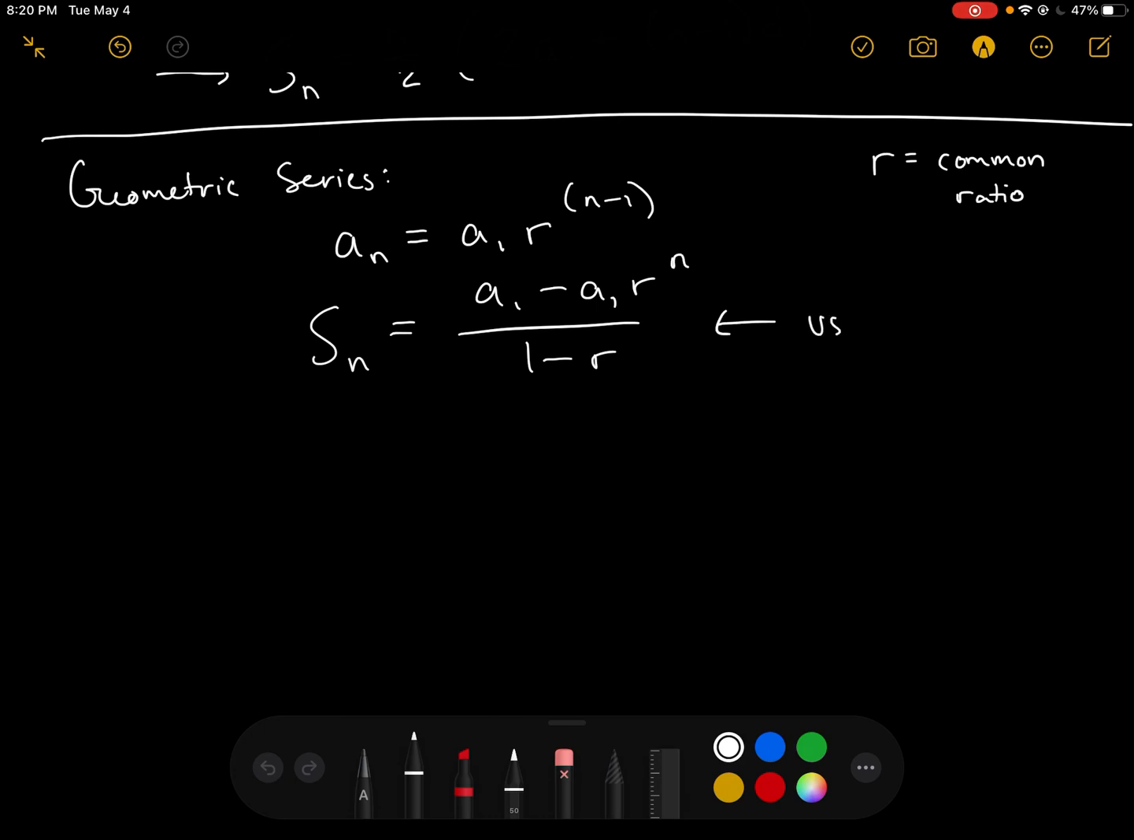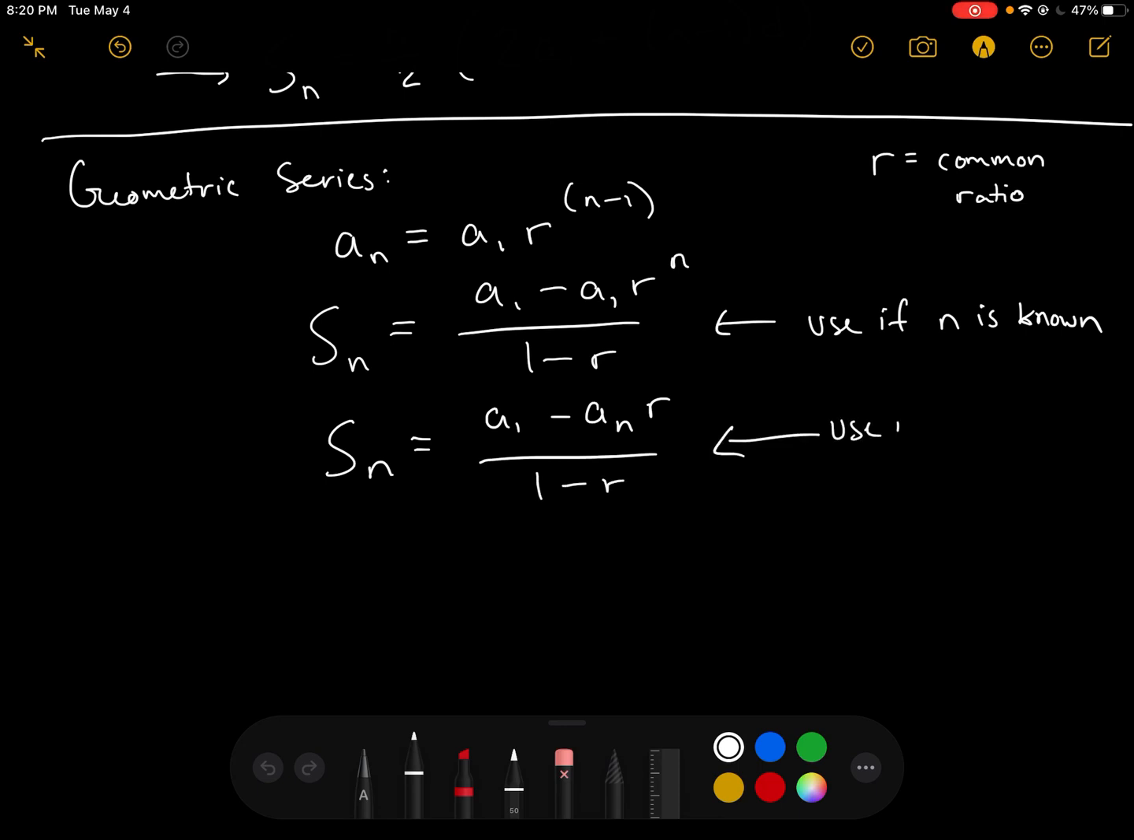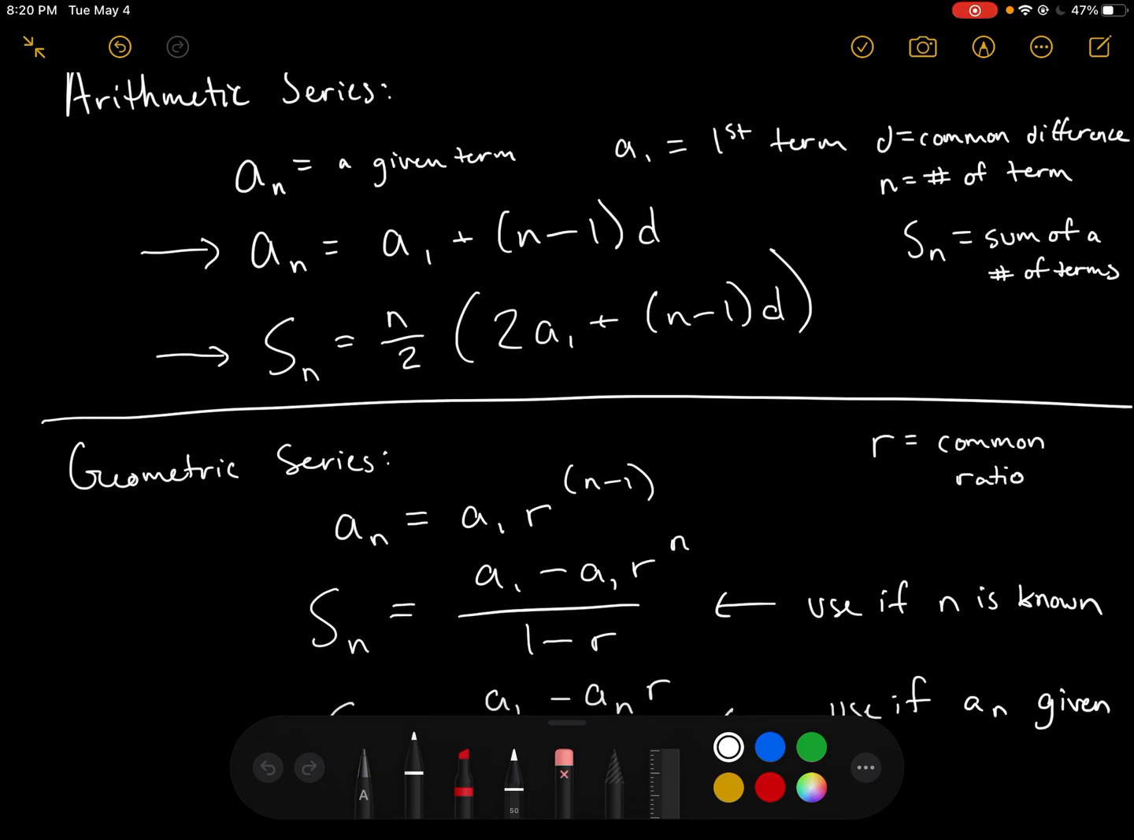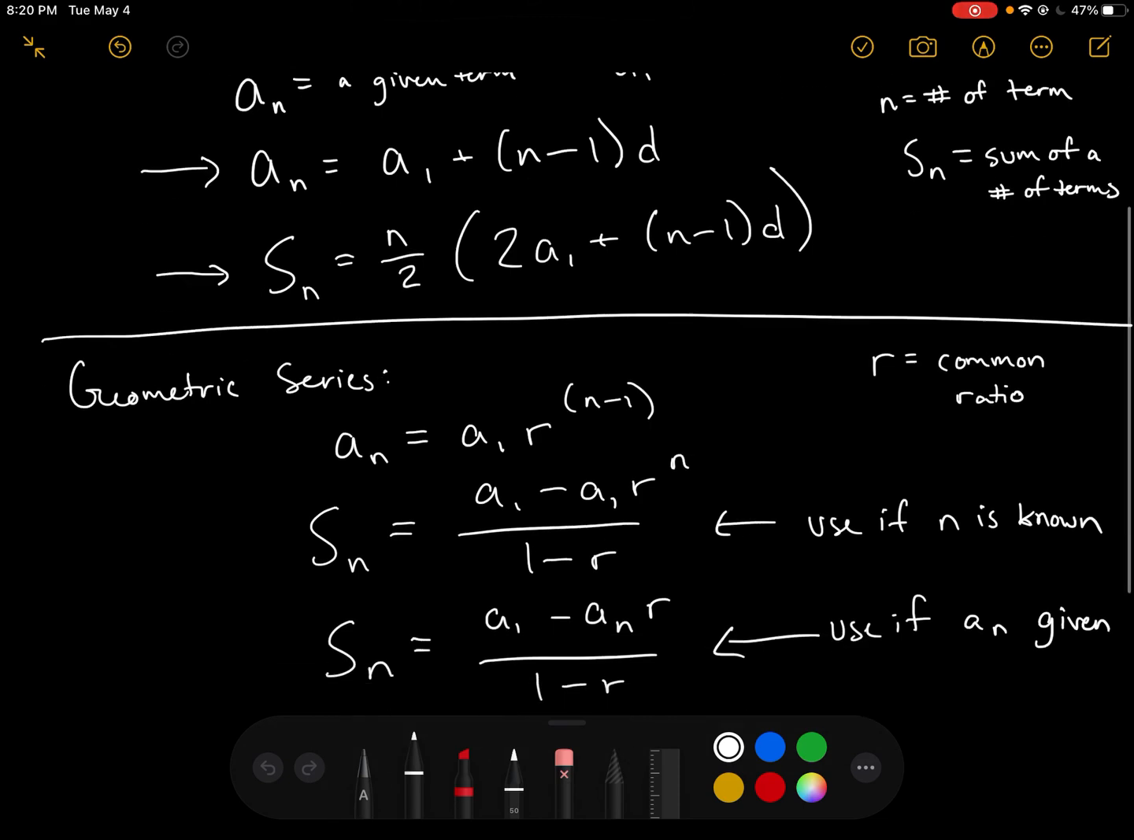Next, we have two summation formulas for geometric. First term minus first term times common ratio to the n over 1 minus the common ratio. In this one, we use it if n is known. Our next one, summation of a given number, is our first term minus the last term times our common ratio over 1 minus our common ratio, and we use this if our last term is given or known.